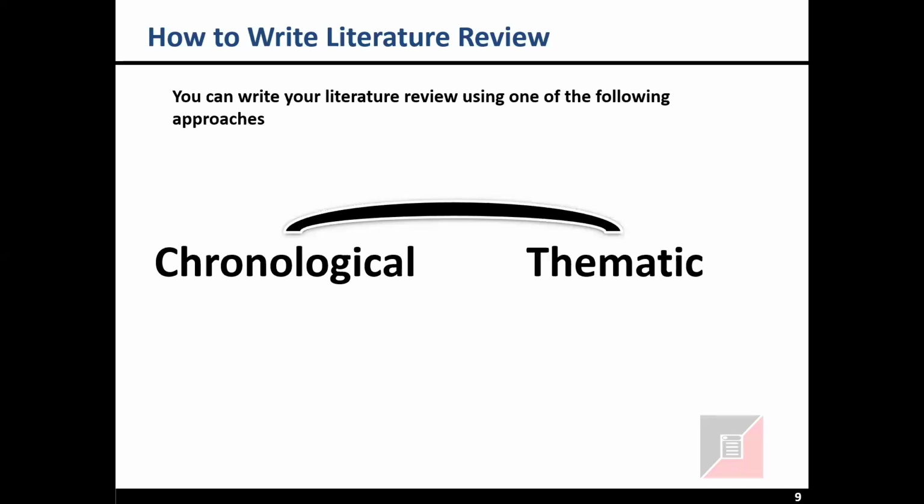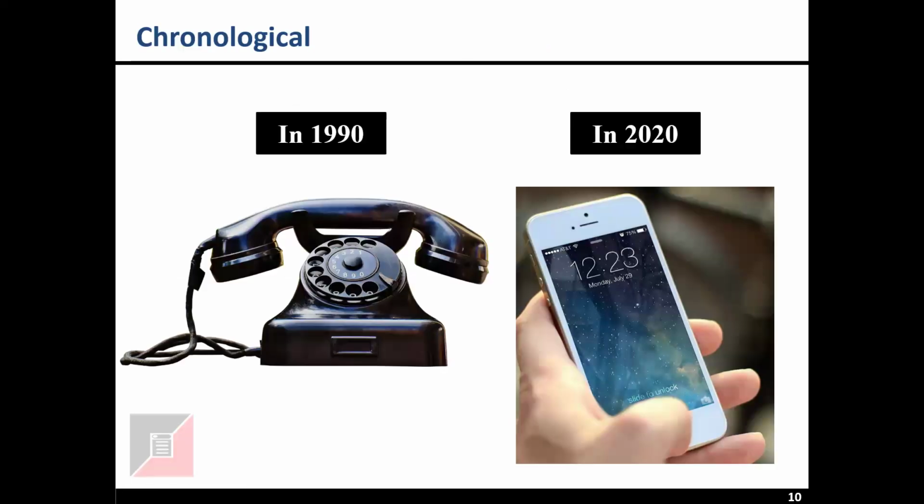A literature review can be written in two ways. One is chronological, another one is thematic. What is this chronological aspect? From 20, 30 years before, this is how we used to communicate, right? If you ask your parents, they may be using the one or they could have seen those things.